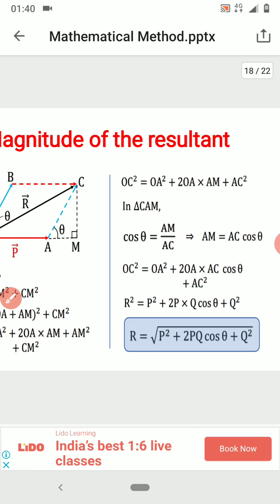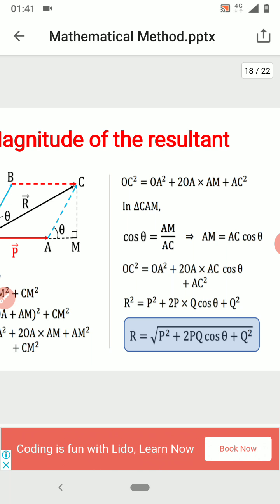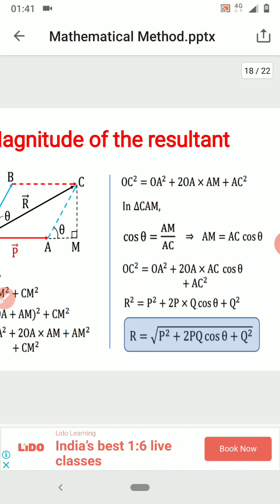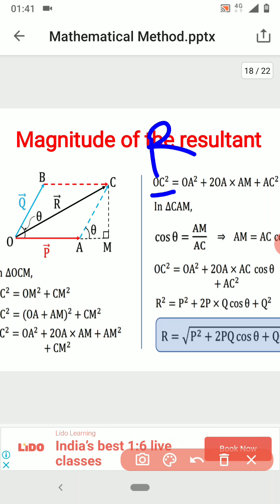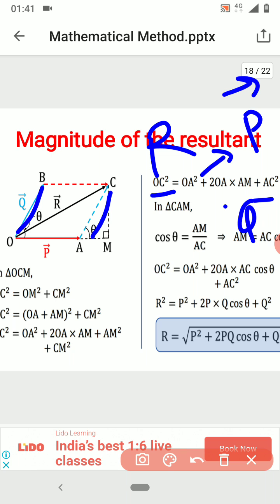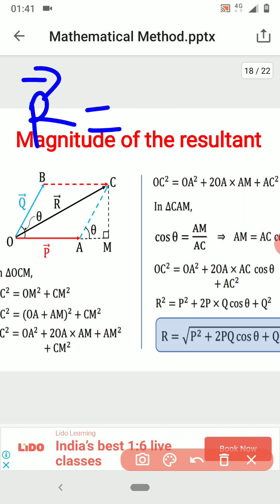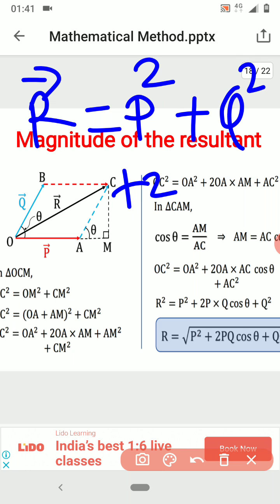But OC is your resultant, so this is equal to R. OA has value P, and AC, as AC is parallel to OB, has value Q. So you can write R square is equal to P square plus Q square plus 2PQ, but one factor will be there, that is cos theta.